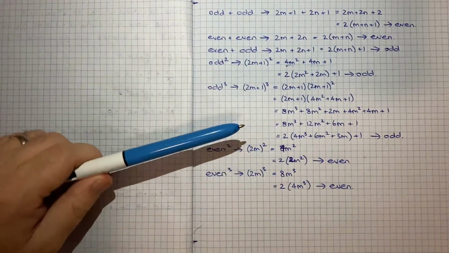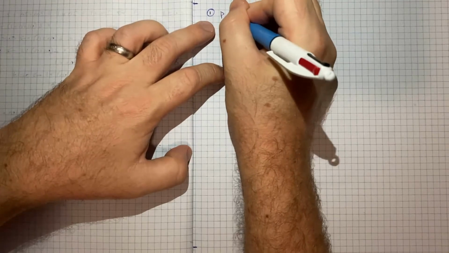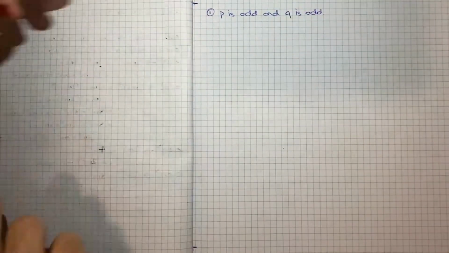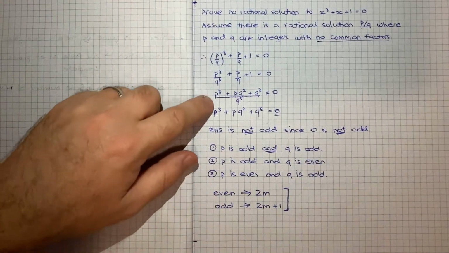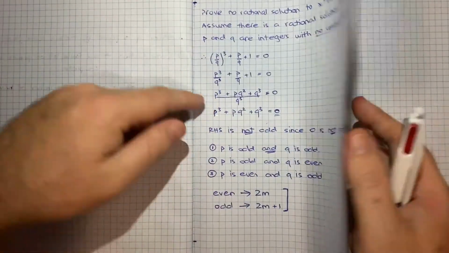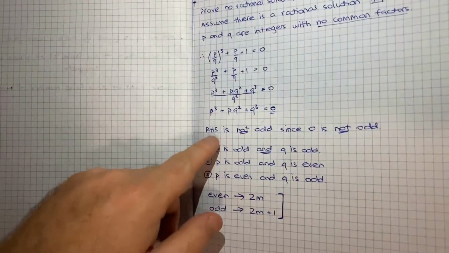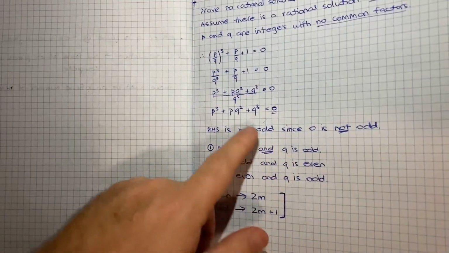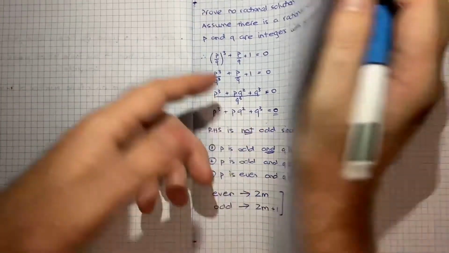Okay, so now what we can do is start working through our cases. We'll start with case 1, which was P is odd and Q is odd. I'll just double check. I think that's the first one I defined. Yes, P is odd and Q is odd. So what would we get? If P is odd, we'd get an odd number cubed plus P is odd. So an odd number times Q is also odd. So another odd number squared plus an odd number cubed.